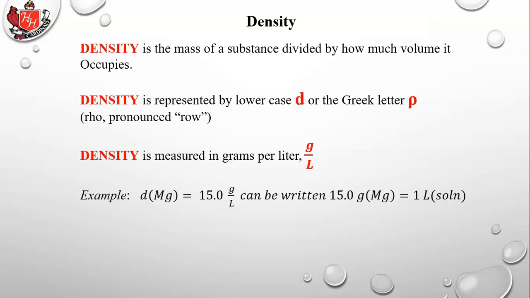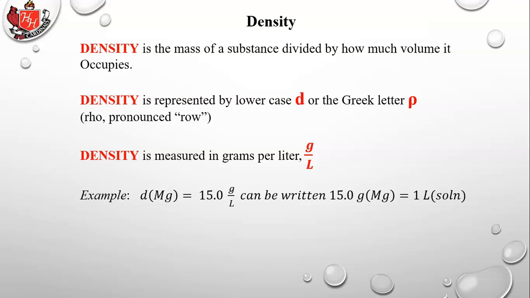So example, the density of magnesium equals, now this is not a number that always applies to magnesium. I'm just using an example here. But the density of magnesium equals 15 grams per liter. That can be written as a conversion factor that we've used in this class. 15 grams of magnesium equals 1 liter solution.